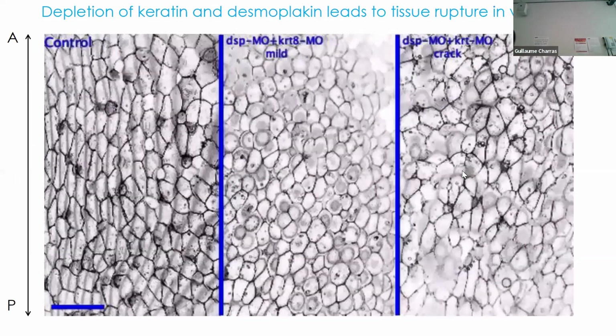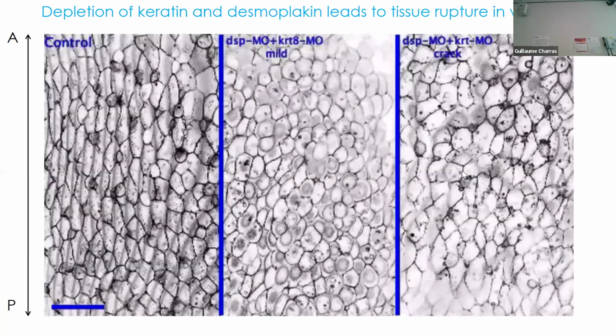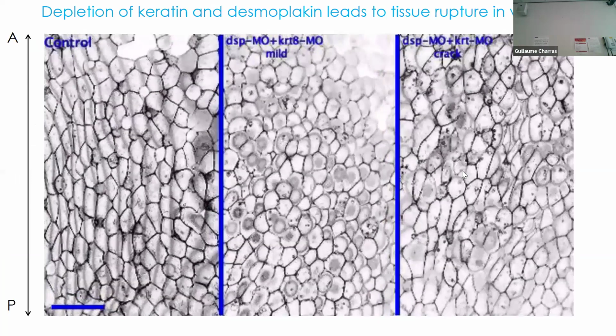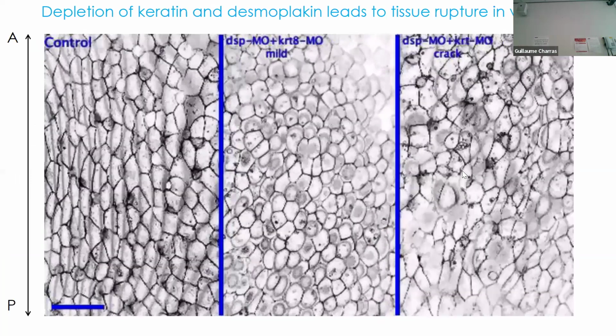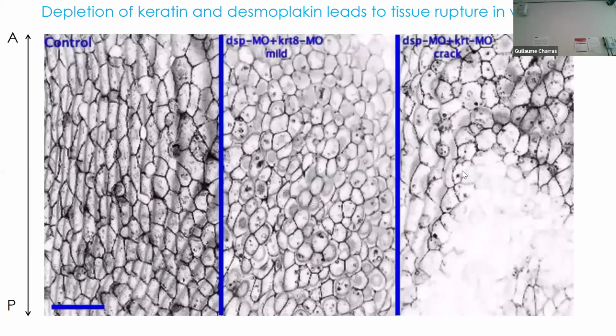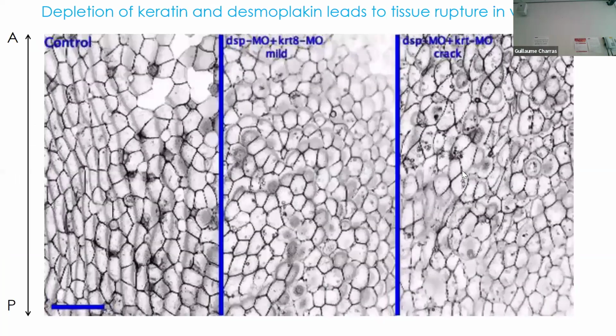Okay, so we have two phenotypes when we disrupt keratin and desmoplakin. We've got a mild phenotype where the cells don't really seem to elongate along the anterior-posterior axis, a little bit as if they didn't transmit stress. And then we've got a much more severe phenotype where the cells start elongating and then get a crack in the epidermis. I hope that you saw the crack before the movie stopped, but if not, I'll show you afterwards.